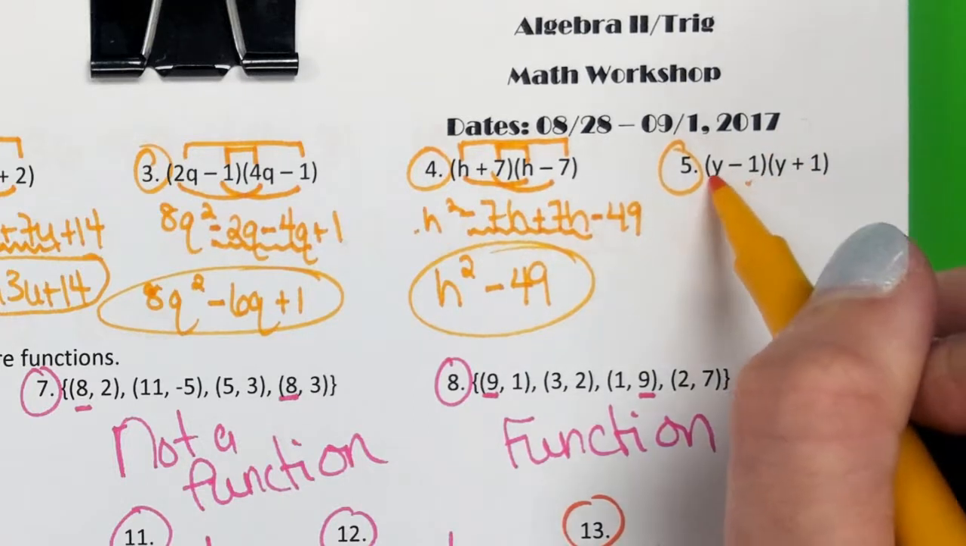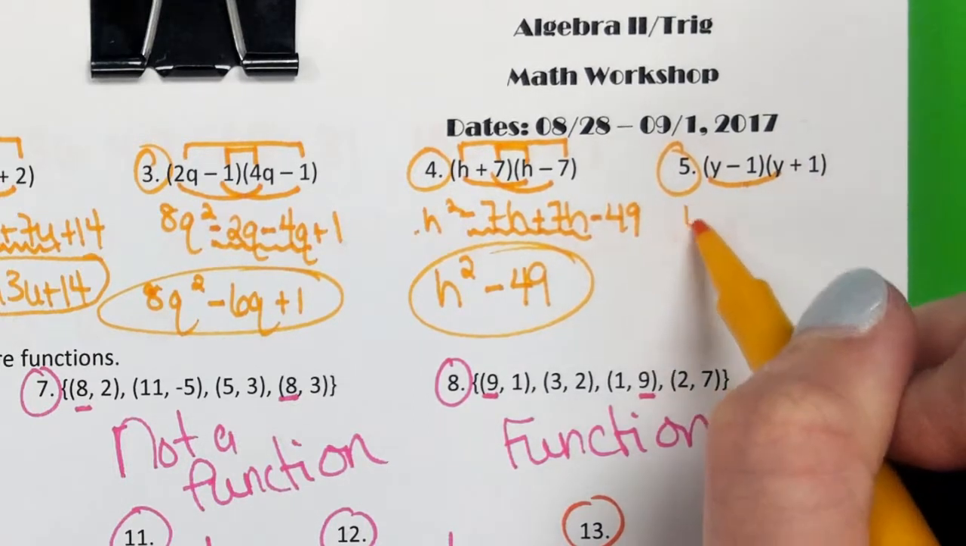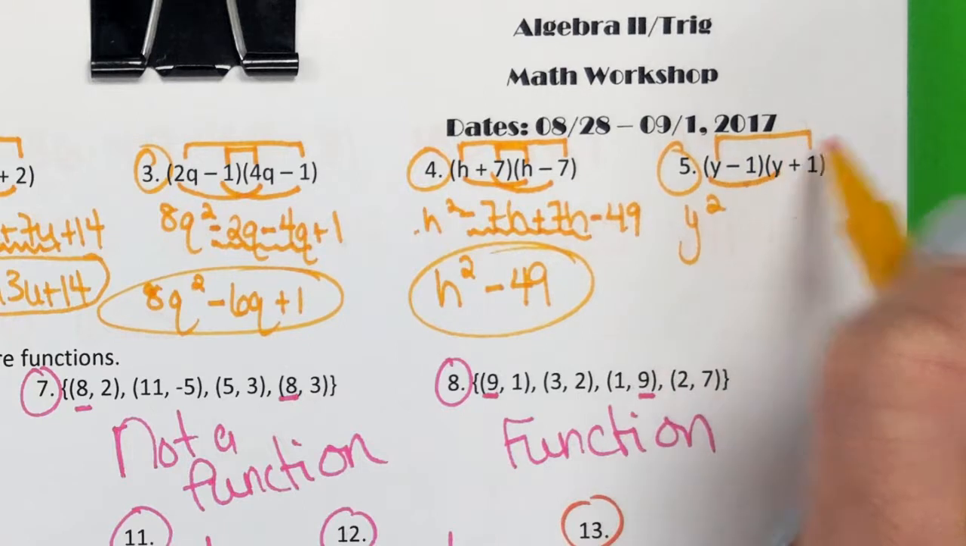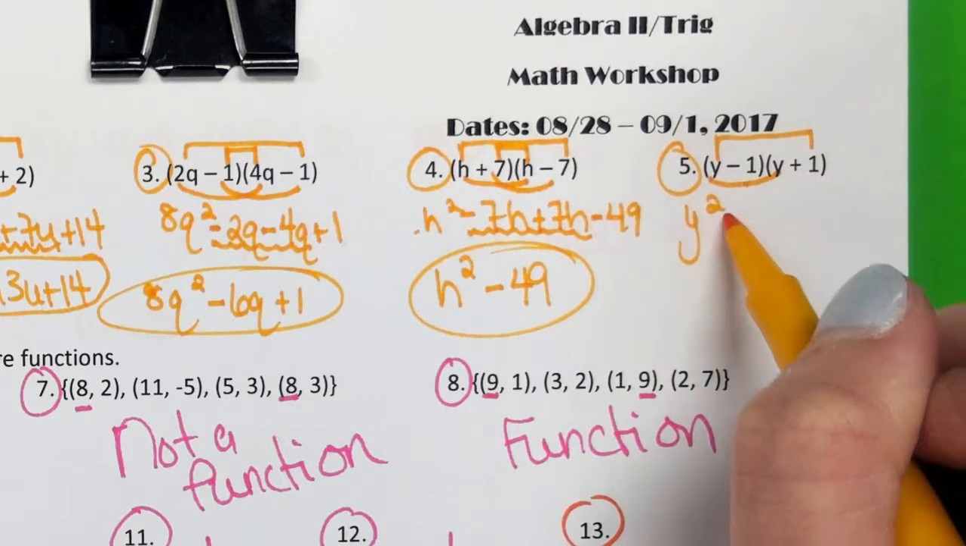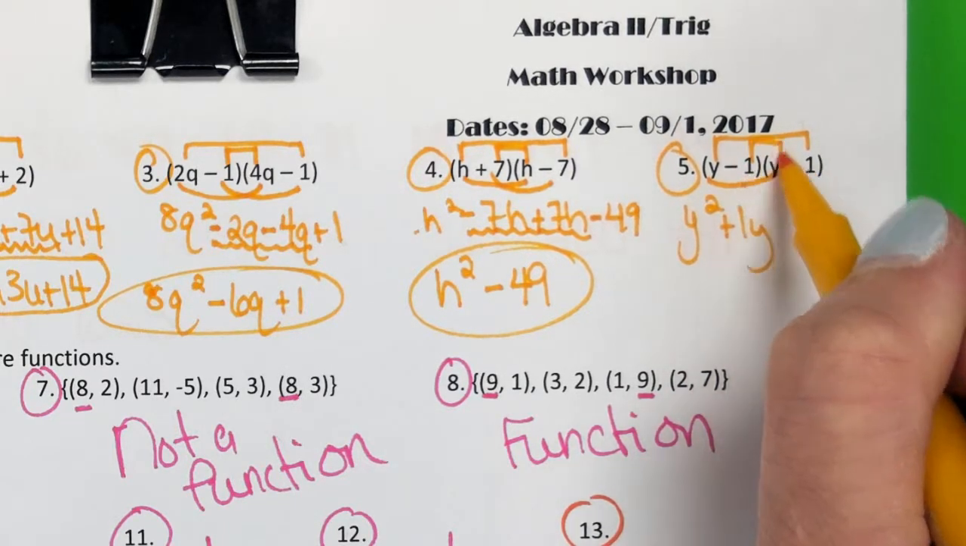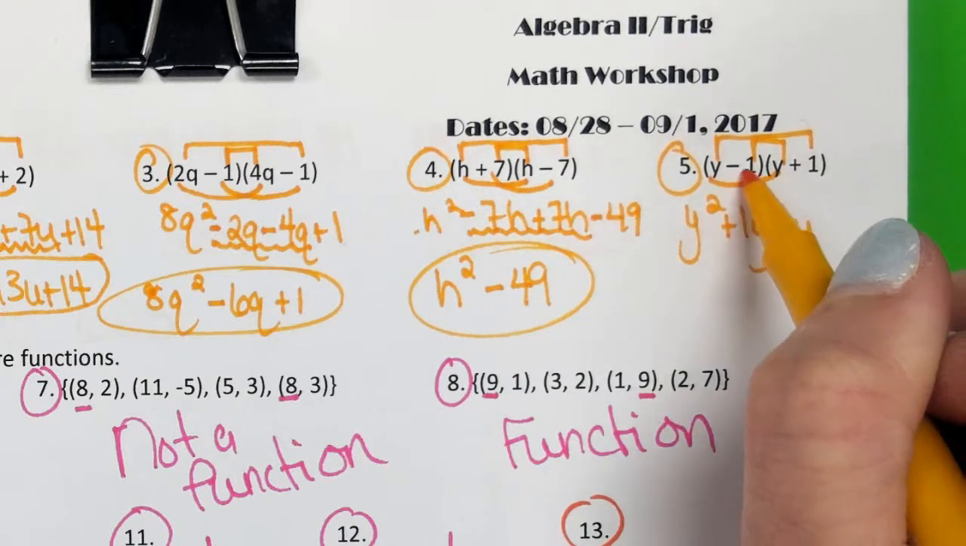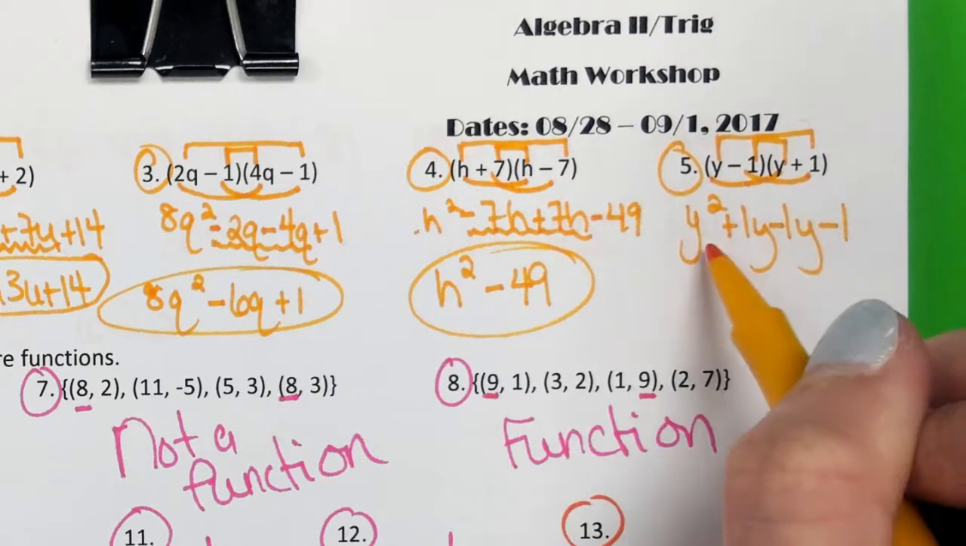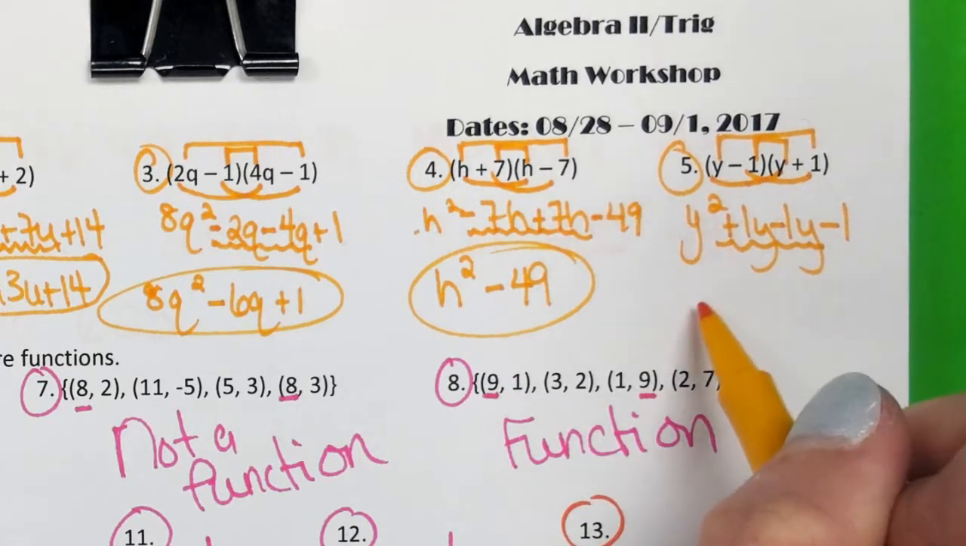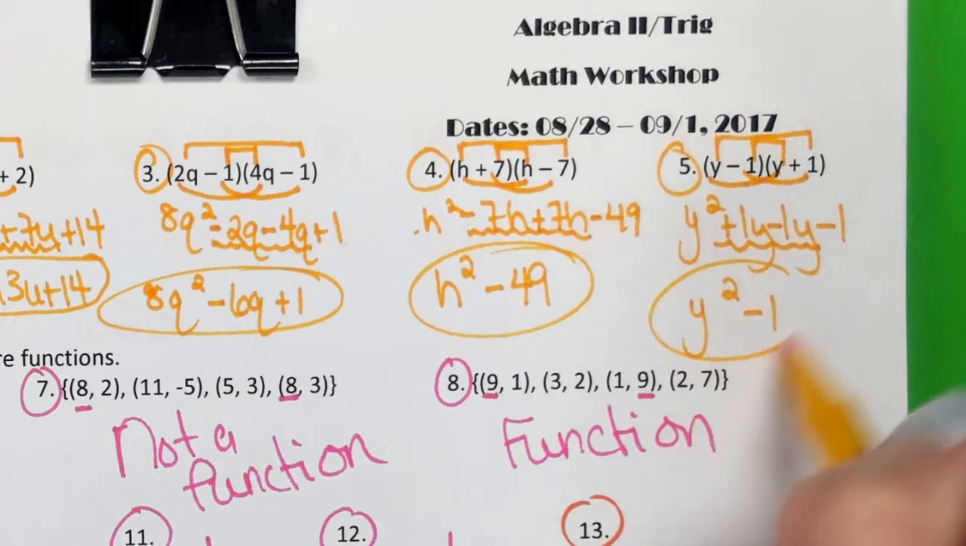All right, last one, number 5. Here we go. What's your first? Y squared. What's your outer? 1y. What's your inner? Yeah. And then your last, be careful. Perfect. And then what's 1 minus 1? 0. So it's just y squared minus 1.